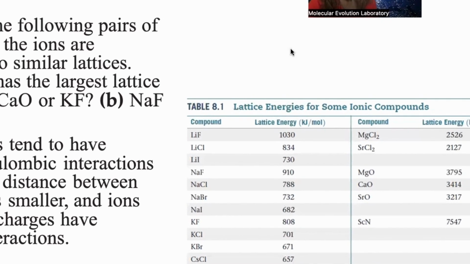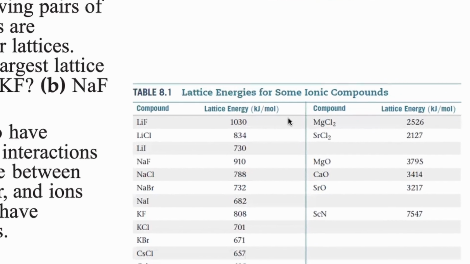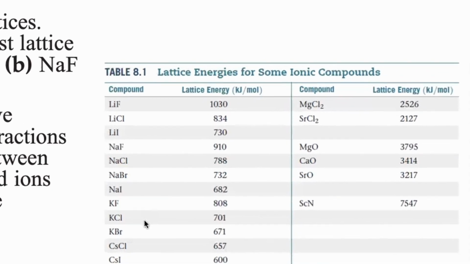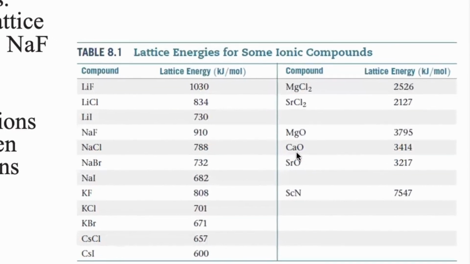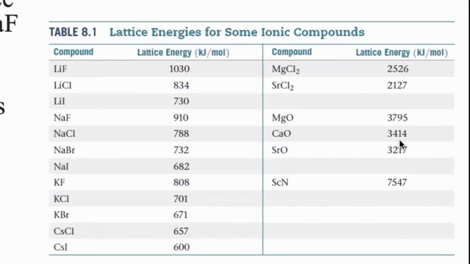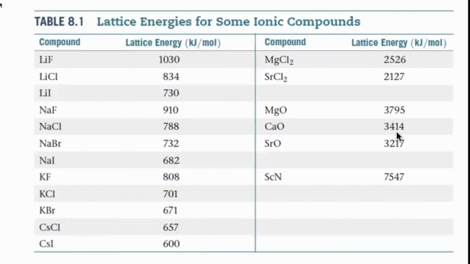So here we have the lattice energies for some compounds, and as you can see, for calcium oxide, the lattice energy would be 3,414 kilojoules per mole. For potassium fluoride, it would be 808. For sodium fluoride, 910. Cesium iodide would be 657.